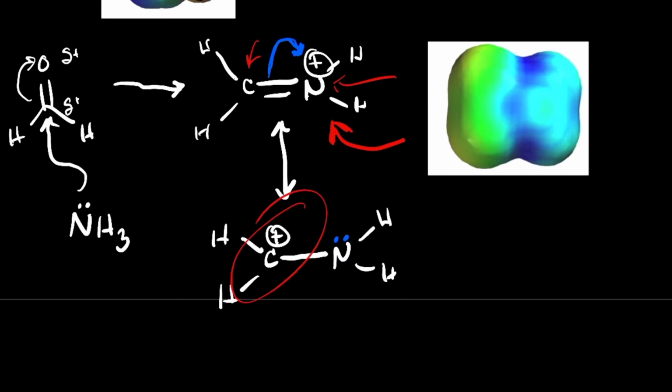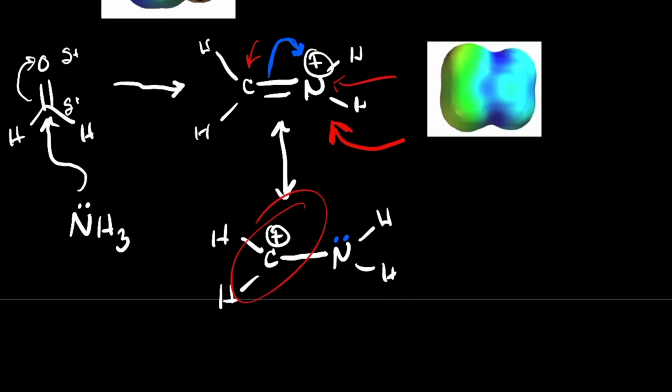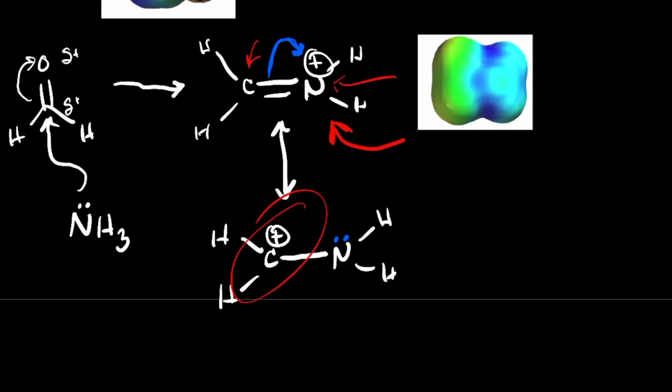And that would have an enormous amount of positive charge on the nitrogen. Let's get rid of that little blip. Let's try that again. There's an H here and an H here, a carbon, an N, and an H here and an H here.